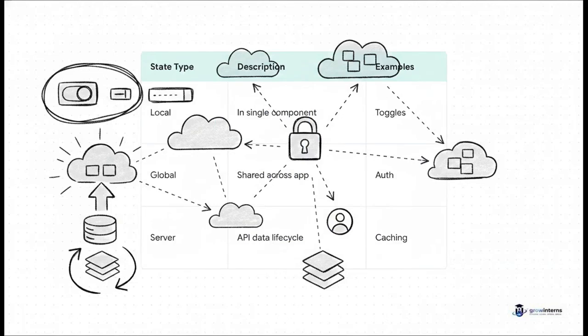Now, what's really interesting about this slide is how we categorize state based on 2026 standards. We've got local state, which lives right inside a single component. Think UI toggles or form inputs. Then there's global state, shared across the app for things like auth or user preferences. And finally, server state, which is completely dedicated to that API data lifecycle we just talked about. Responses, caching, pagination. Making these different responsibilities obvious is absolutely key to building a solid app.